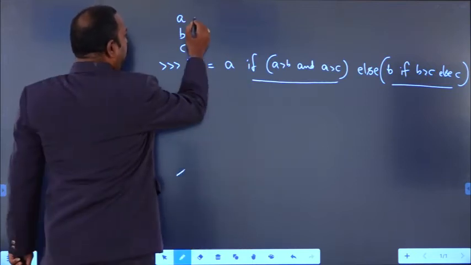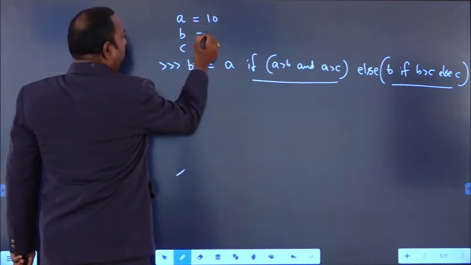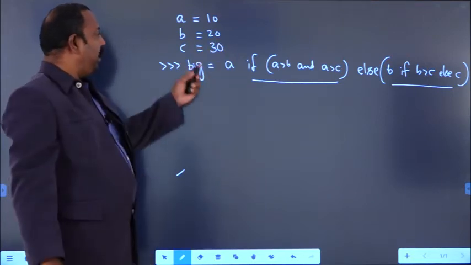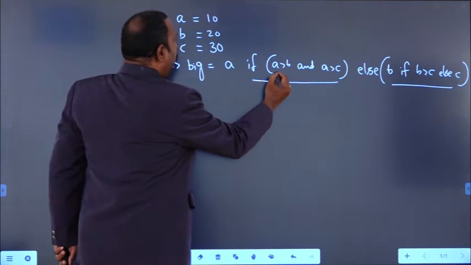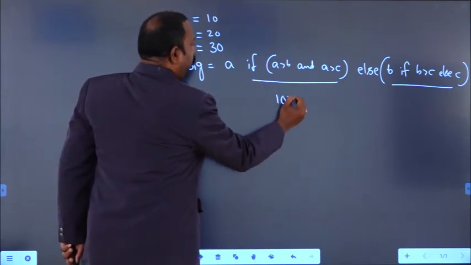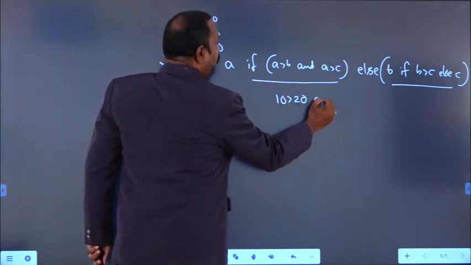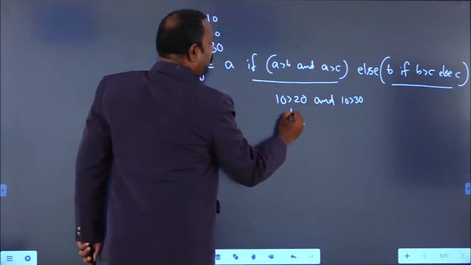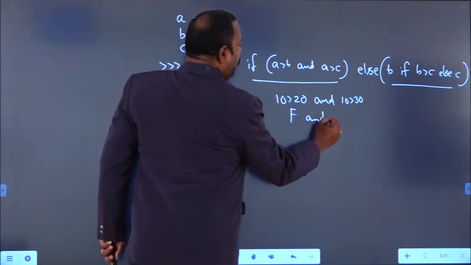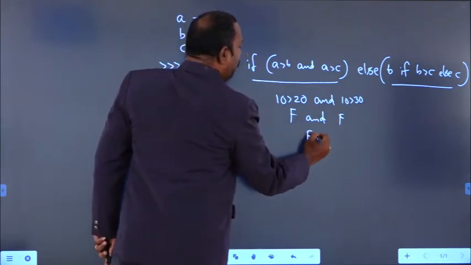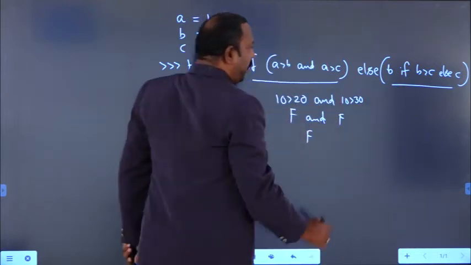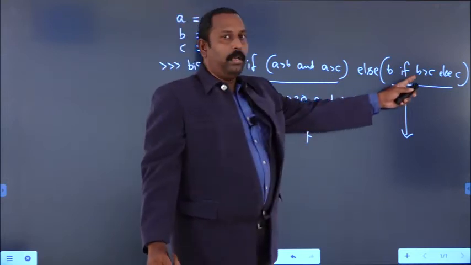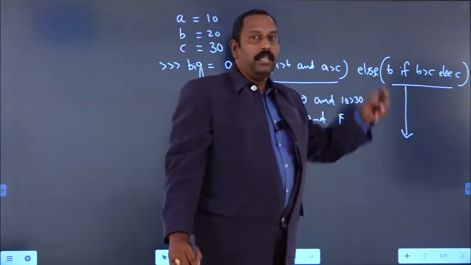Now, for example, I have taken a equal to 10, b equal to 20 and c equal to 30. I want to find the biggest of three numbers. Here we have to check the condition: a is greater than b, 10 is greater than 20, and 10 is greater than 30. So this condition is false and this condition is also false. You will get the value false. That means it goes to the else case. In the else case, again, if b is greater than c, you will get the b value, otherwise you will get the c value.